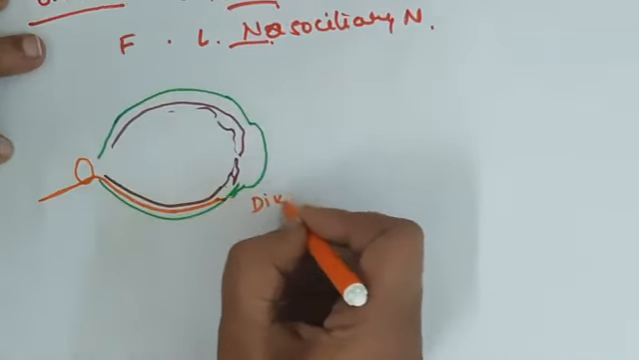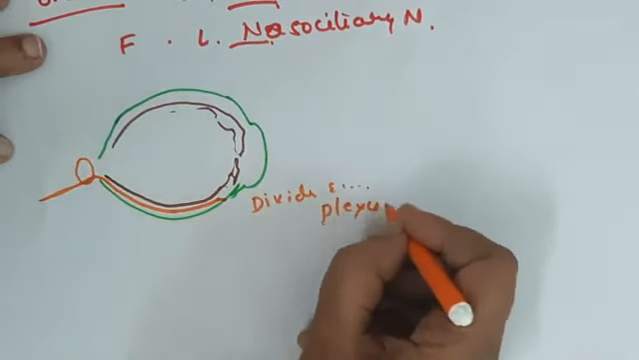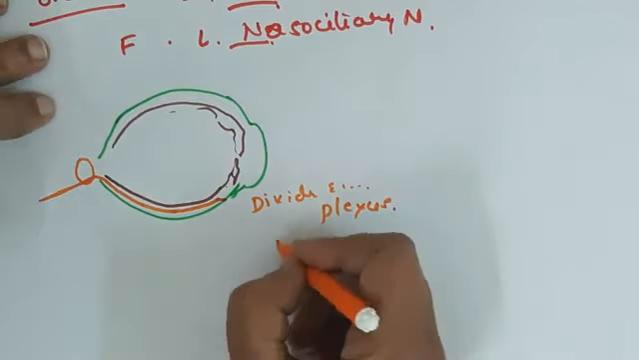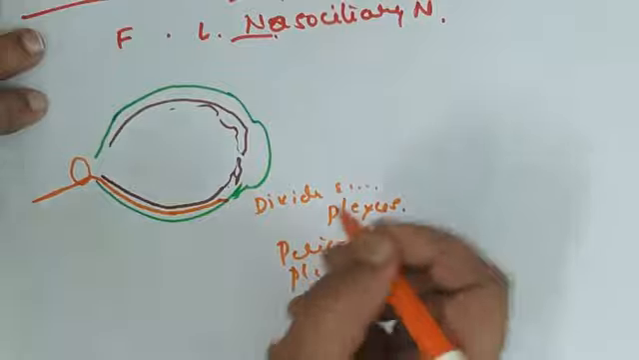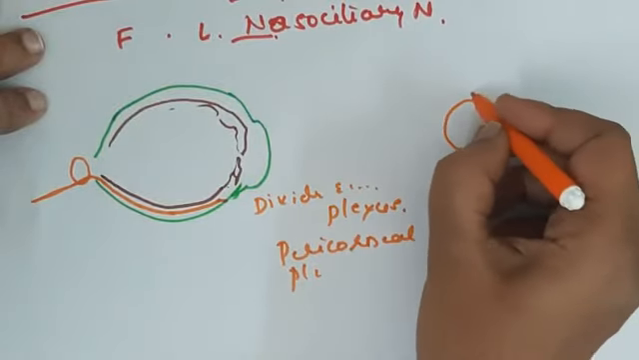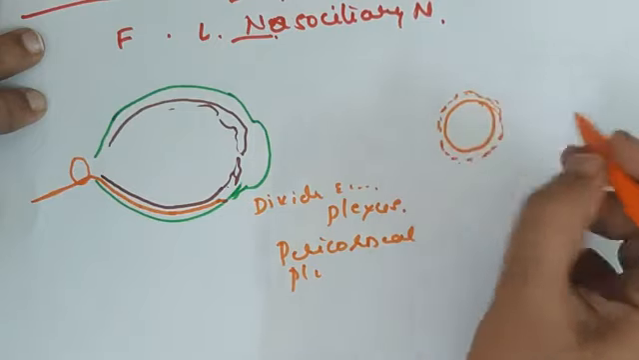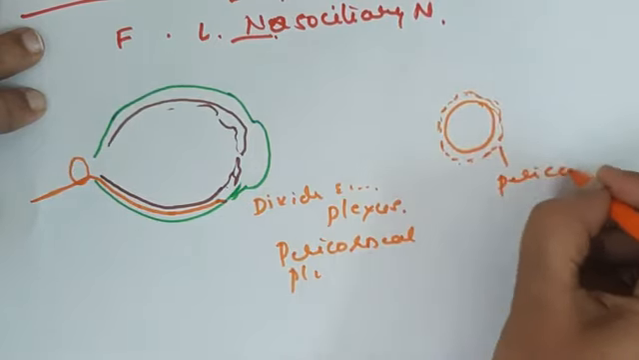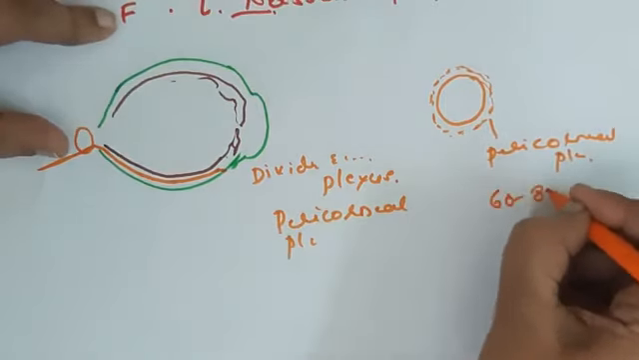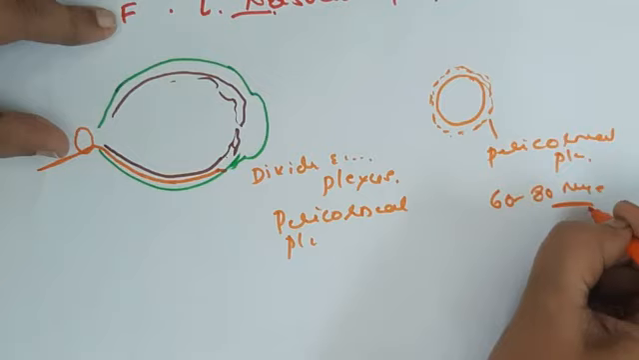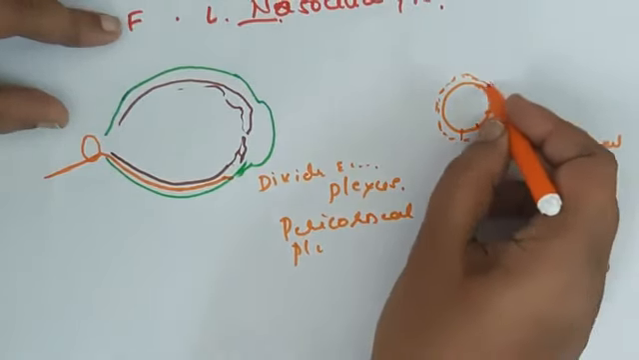Okay, so now it has entered into the sclera. Here it divides and connects with each other and forms a plexus around the cornea. This is called as pericorneal plexus. If you consider the cornea in this pattern, there will be a plexus of these nerves. This is called as pericorneal plexus. Here the pericorneal plexus has around 60 to 80 myelinated nerve fibers. From the pericorneal plexus, it will enter into the stroma of the cornea.